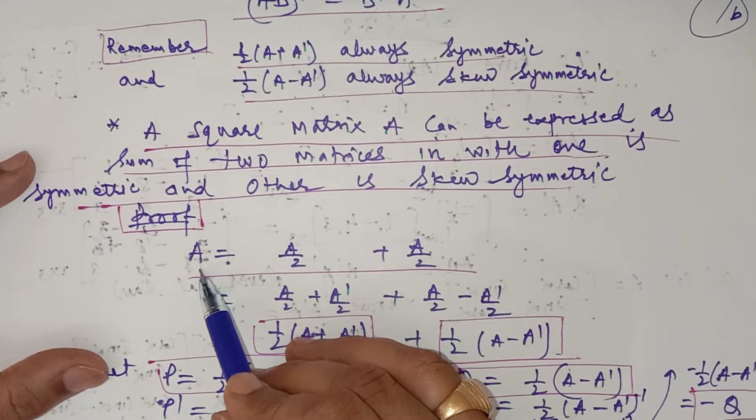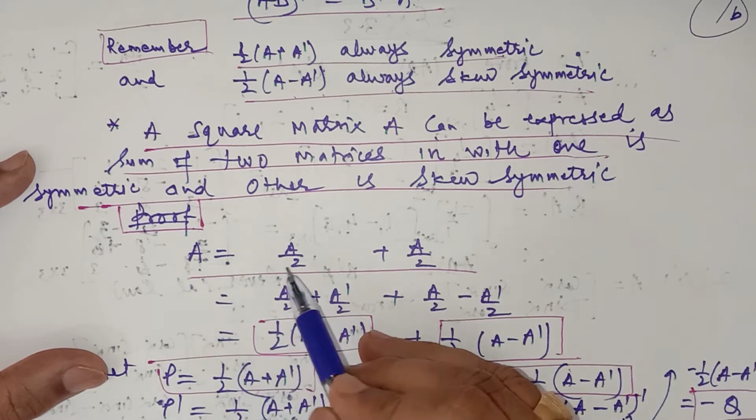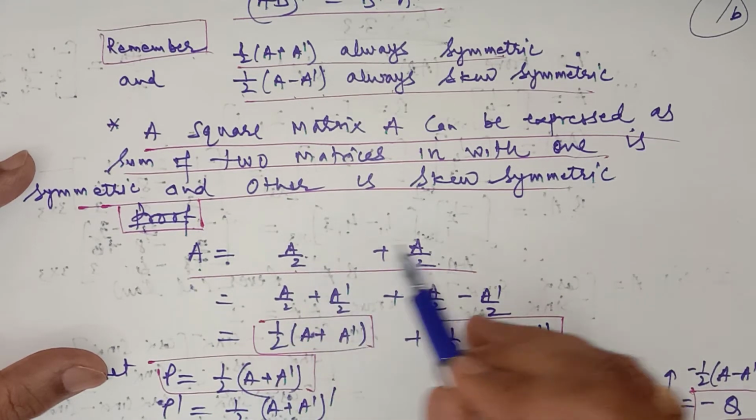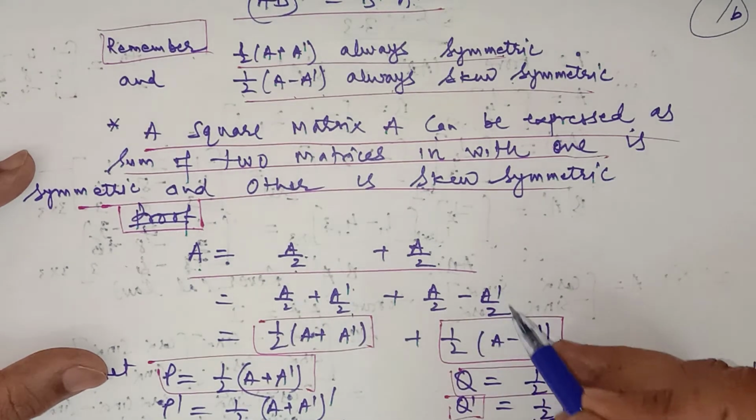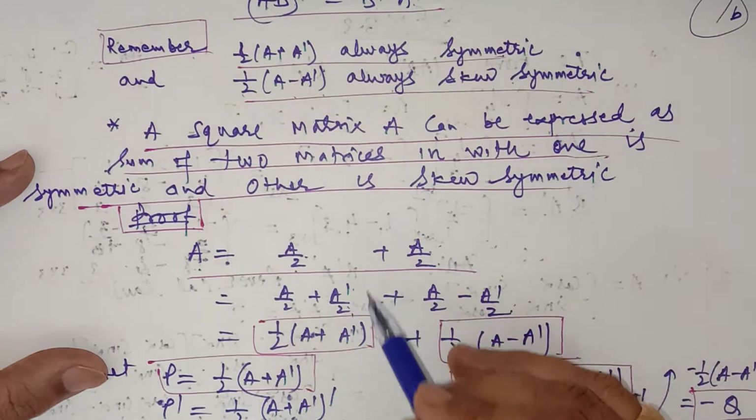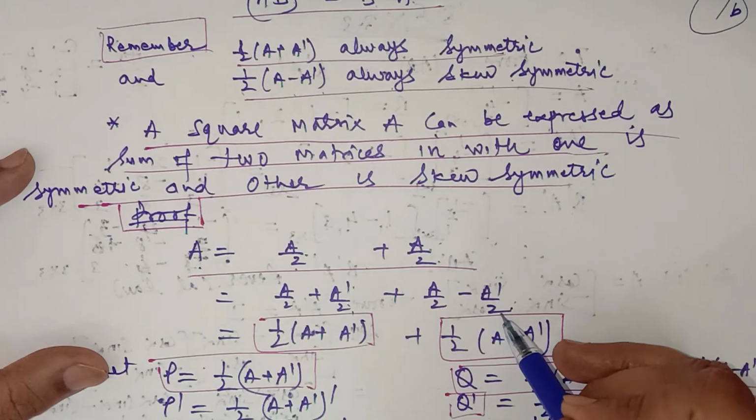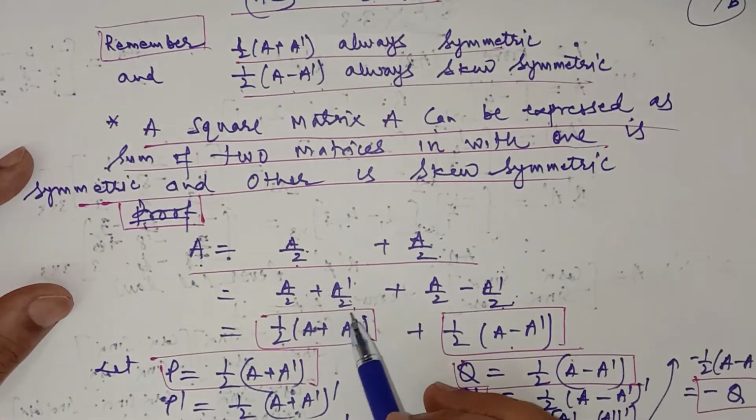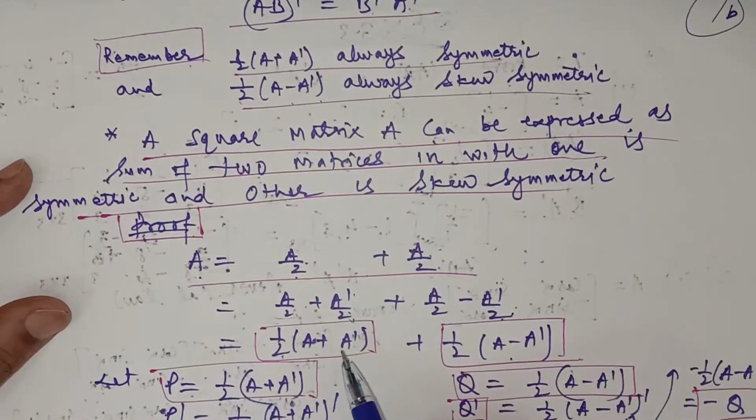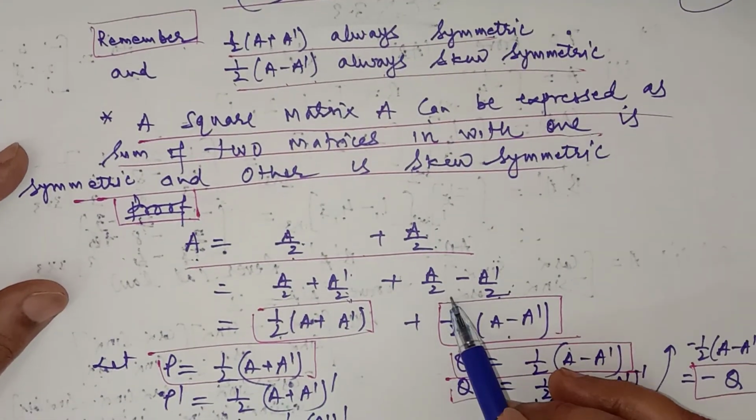Now let there be a square matrix A. For A, I can write half A plus half A, which is equal to A. Now adding and subtracting A transpose upon 2, you can take half common in this and half common in this. So let this, that is half (A plus A transpose), be equal to P, and half (A minus A transpose) be equal to Q.